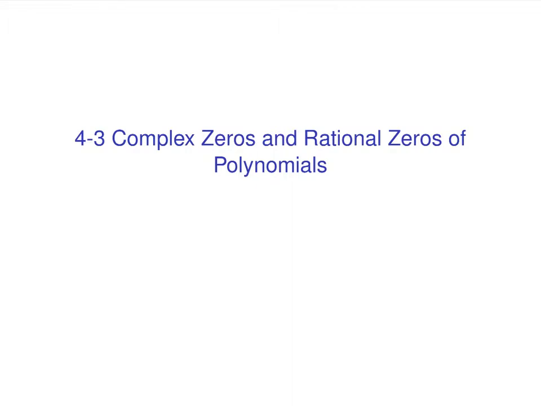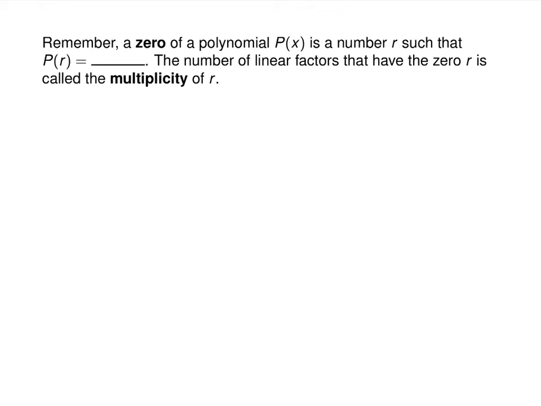Complex zeros and rational zeros of polynomials. Some of this stuff in this lesson is the same as the last one. So yesterday we talked about zeros. A zero of a polynomial p of x is a number r such that, what happens when you plug it in? What do you get out?